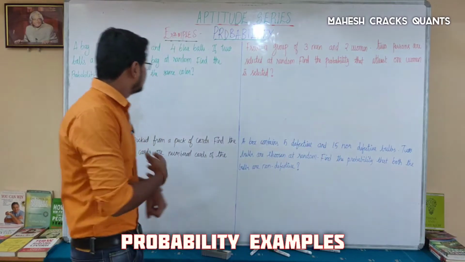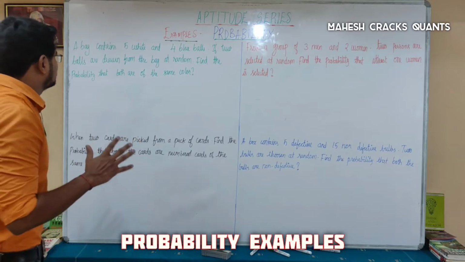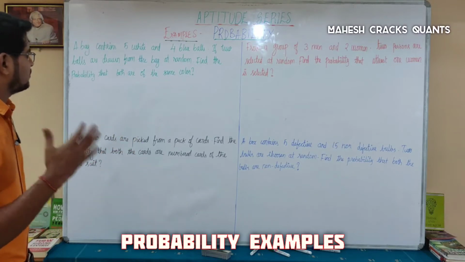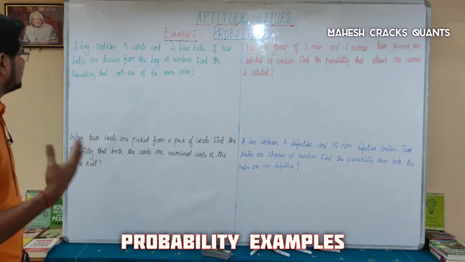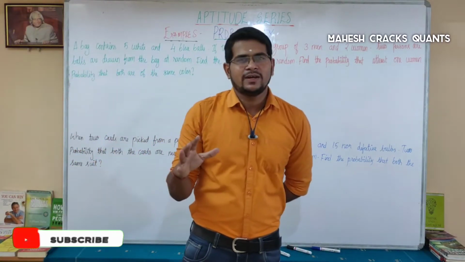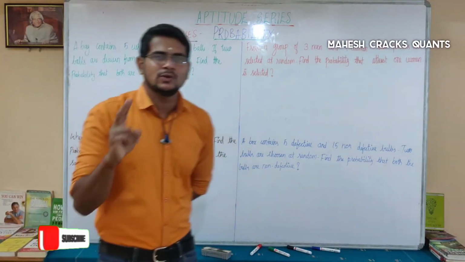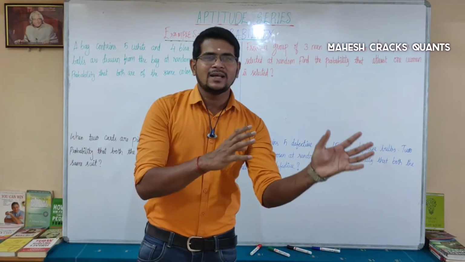Let's get started. The first question is, a bag contains 5 white and 4 blue balls. If 2 balls are drawn from the bag at random, find the probability that both are the same color. So, in a bag, there are 5 white and 4 blue balls. Out of which I am going to take 2. So, out of 9, I am taking 2.